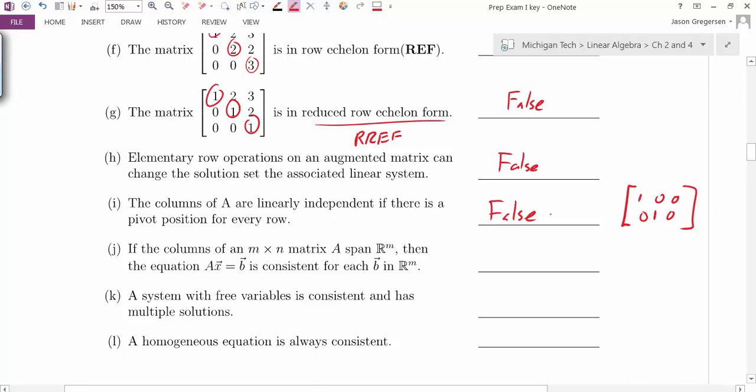J says that if the columns of an m by n matrix A span Rm, then the equation Ax equals b is consistent, or has solutions, for each b in Rm. So first of all, what does it mean for the columns of this matrix to span Rm? I have an m by n matrix, so I have m rows and n columns. So the size of each of these columns is m. Now if I take a span of the columns, that's like taking a linear combination of each one of these columns.